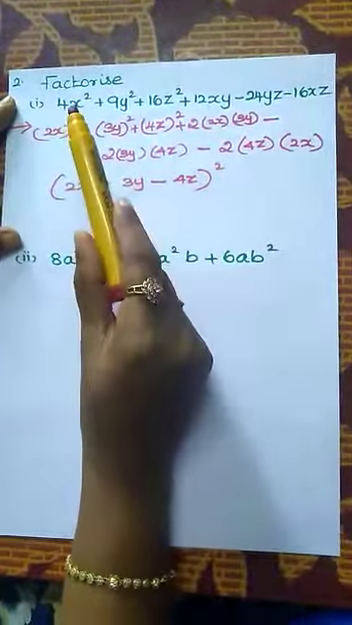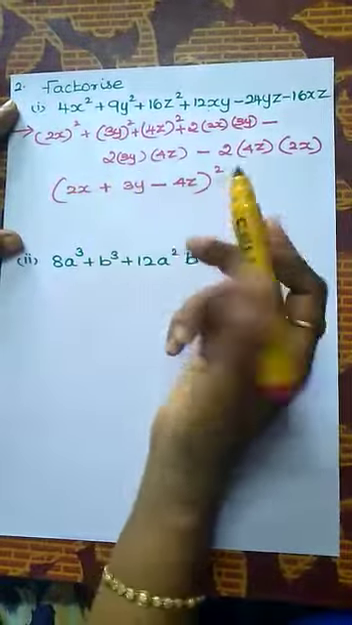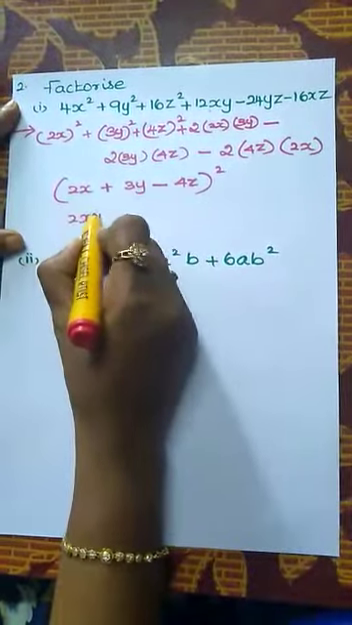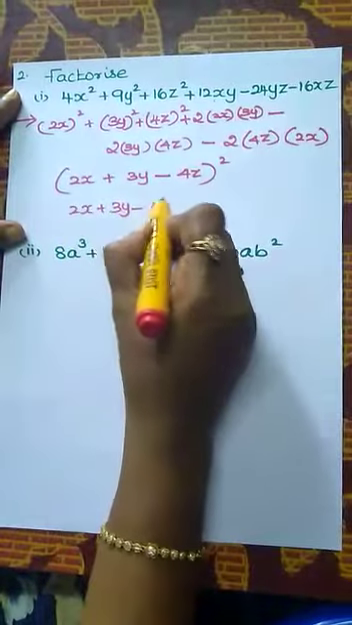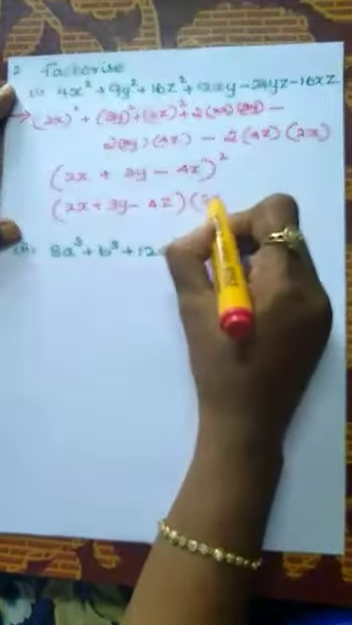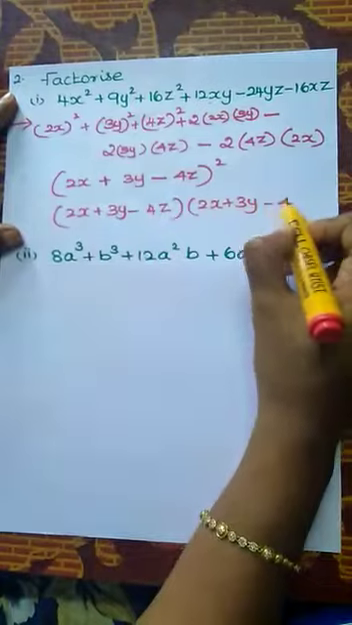What is our question? That is factorization. We have to write in the factors format. So 2x plus 3y minus 4z into 2x plus 3y minus 4z.